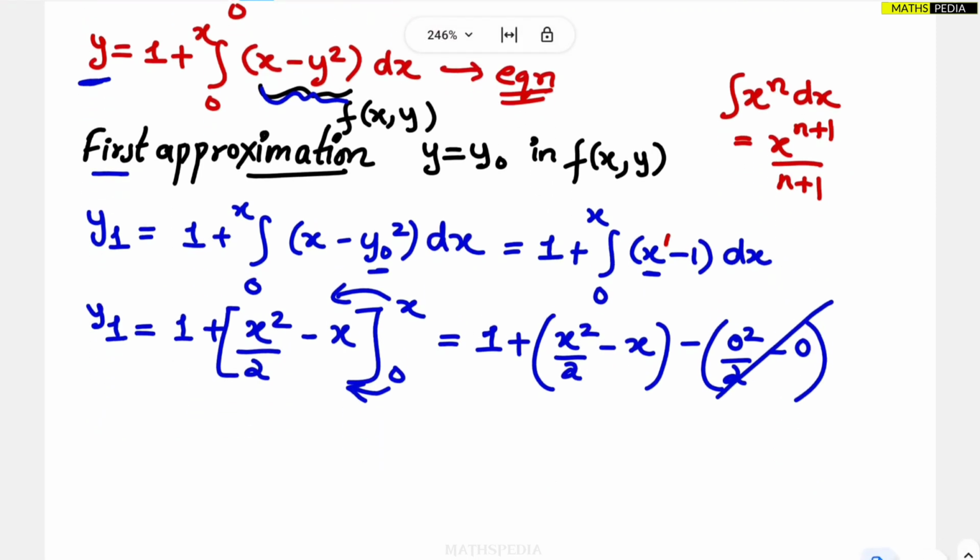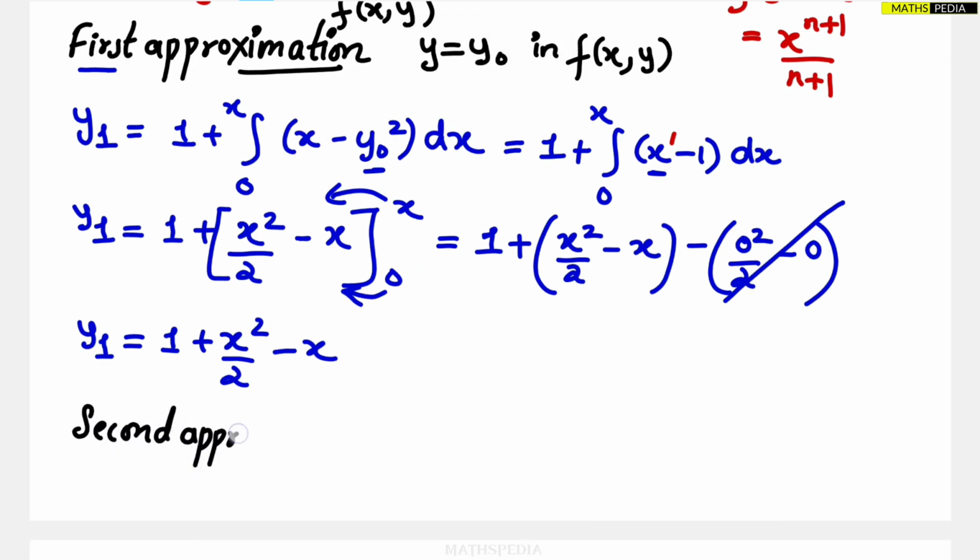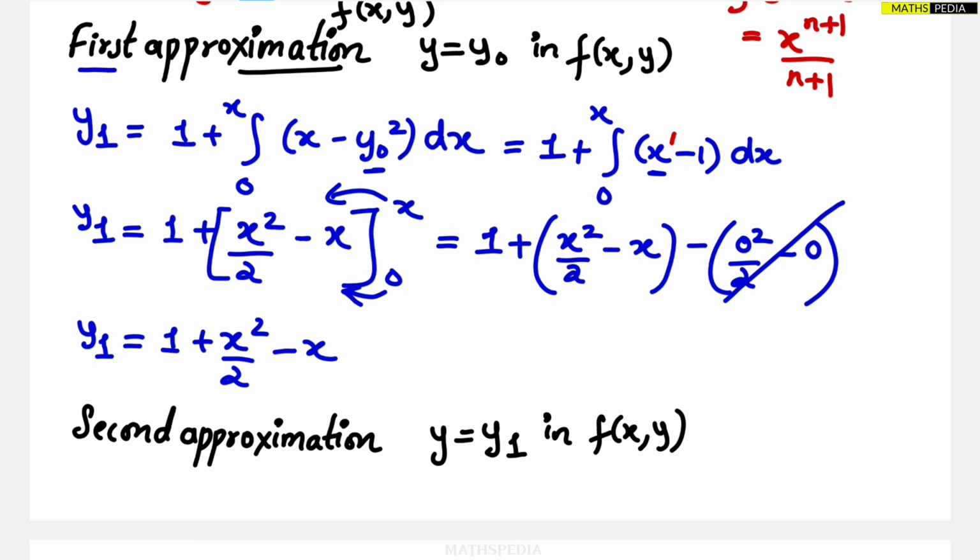So what is the remaining term you are getting? So y1 value becomes 1 plus x square by 2 minus x. This is the y1 value. First approximation is done. We have to do one more approximation, which is the second approximation. Second approximation, okay. So here for the second approximation, you should get the y2 value.